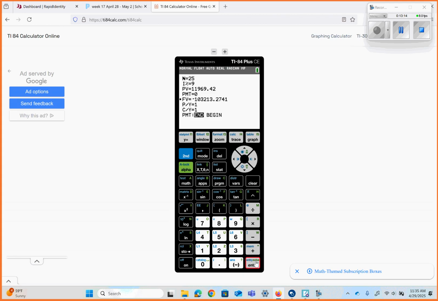And then it says her husband delayed starting IRA for the first 10 years he worked, then made $2,000 deposits for the next 15 years. Okay, so I'm going to go up to this N. I'm going to change this to 15. So he's doing 15 one-year deposits. Still 9%. He started with nothing. He's doing a payment of $2,000.